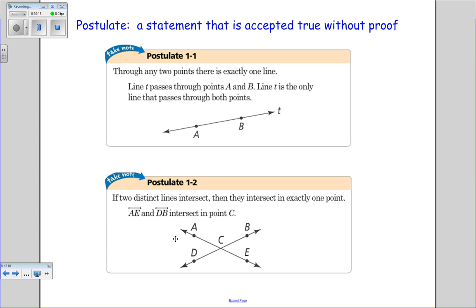Here's our next postulate, 1.2. If two distinct lines intersect, then they intersect in exactly 1 point. Let's break this word distinct down. That means if I have a line here, and another line here, act like those overlap a lot better than what they did. And if I had another line here, another line here, and all they do is overlap each other, those aren't distinct. Distinct lines mean they're not overlapping. They're not the same line. So we have 2 separate lines, and they intersect at exactly 1 point. So these 2 lines have 1 point in common. It's point C.